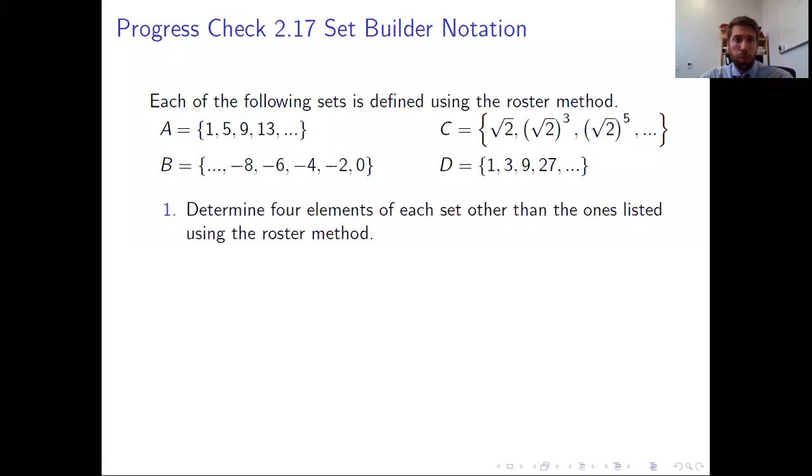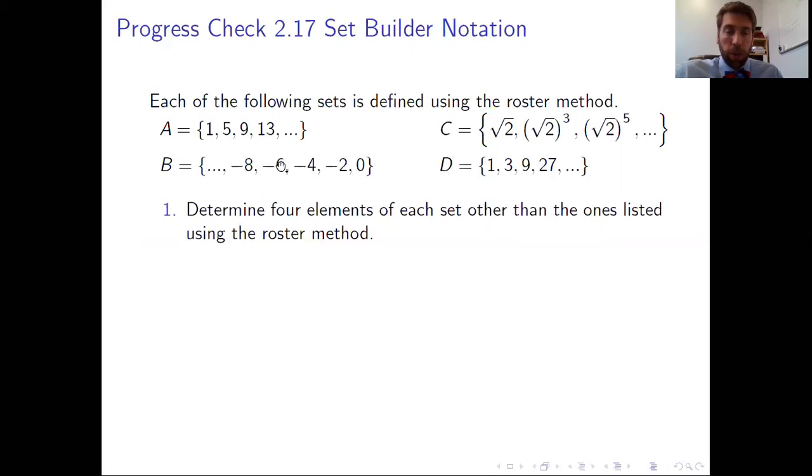Now we're going to do progress check 2.17, looking more at set builder notation. Here we're going to determine 4 elements of each set other than the ones listed using the roster method. So we've got to find the pattern for each one. Here A is going up by 4s. So plus 4, plus 4, plus 4. So just keep adding 4. So plus 4 is 17, 21, 25, 29.